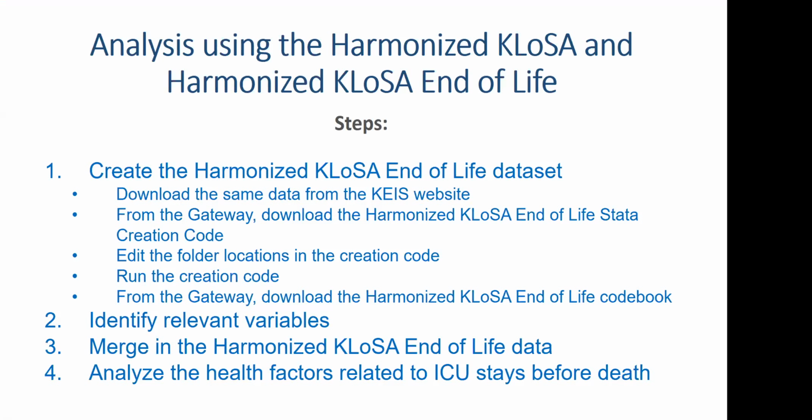You can download the separate Harmonized KLOSA end-of-life data creation code from the gateway, edit the folder locations, and run the code. And you'll want to download the Harmonized KLOSA end-of-life codebook from the gateway website as well. Once the Harmonized KLOSA EOL is created, we're going to identify the variables we want to use, merge in those variables with our analysis data, and move ahead with our analysis.